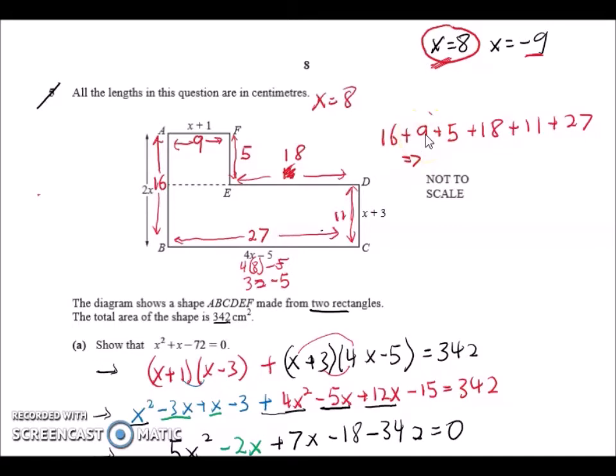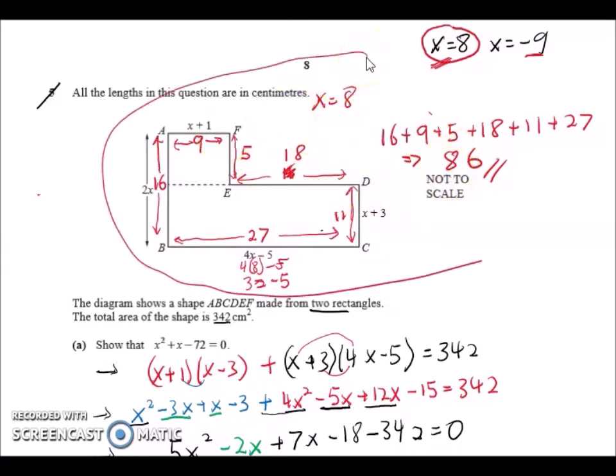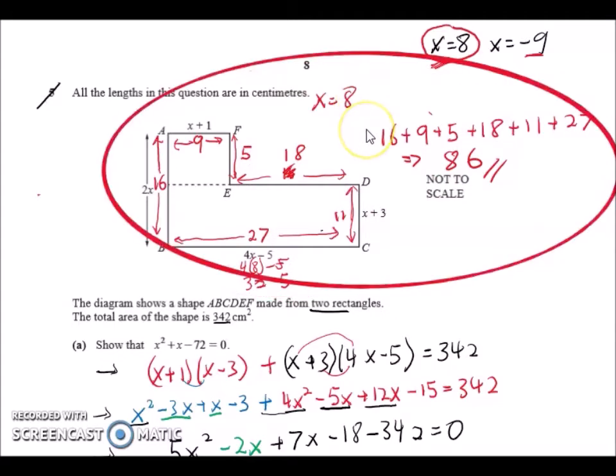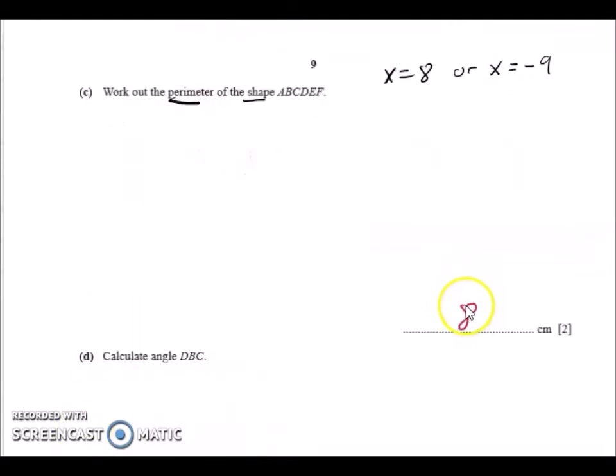We'll be getting the answer as 86. Okay, this is the 86. So this is the answer for the question 5C. So this is 86, and we got 2 marks here. Now we continue with the next question.